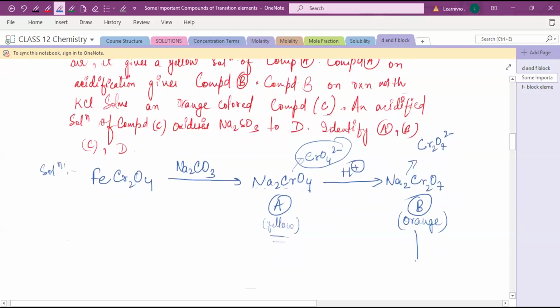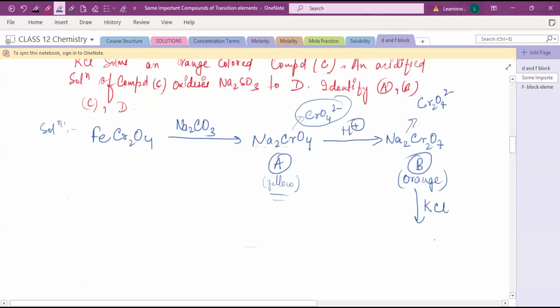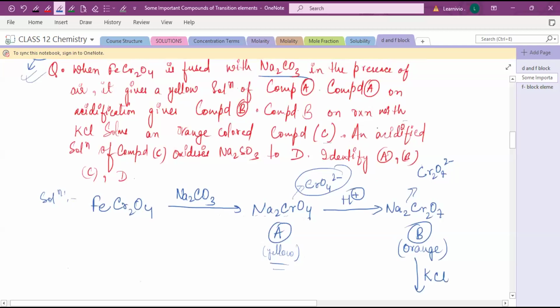Next step, compound B on reaction with KCl. Now, who will tell me what the product will be here? K2Cr2O7. No need to write down the byproduct here. So K2Cr2O7 is your compound C. Now, next sentence: an acidified solution of compound C oxidizes Na2SO3 to D.